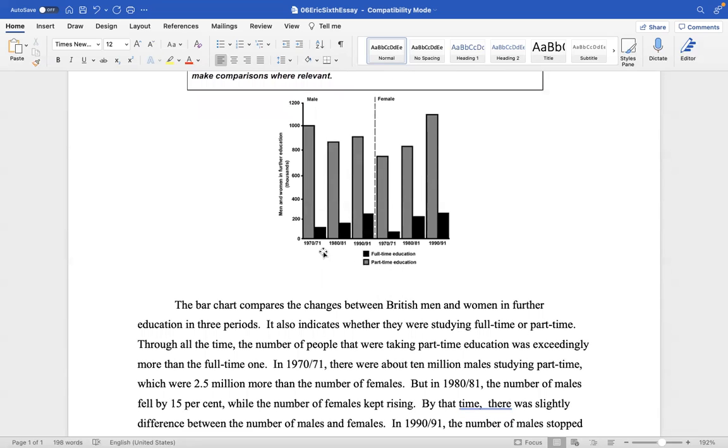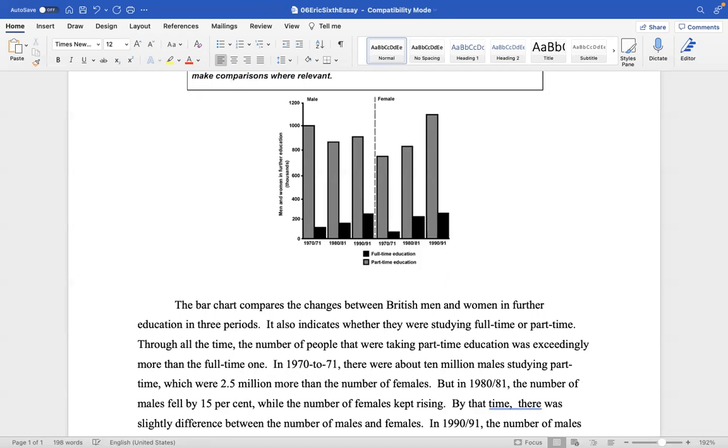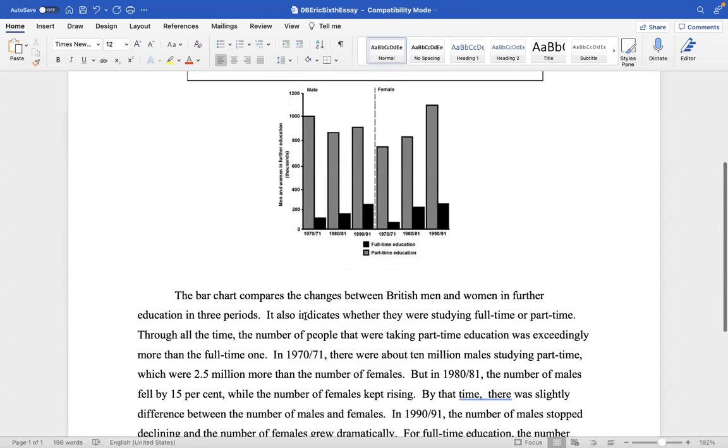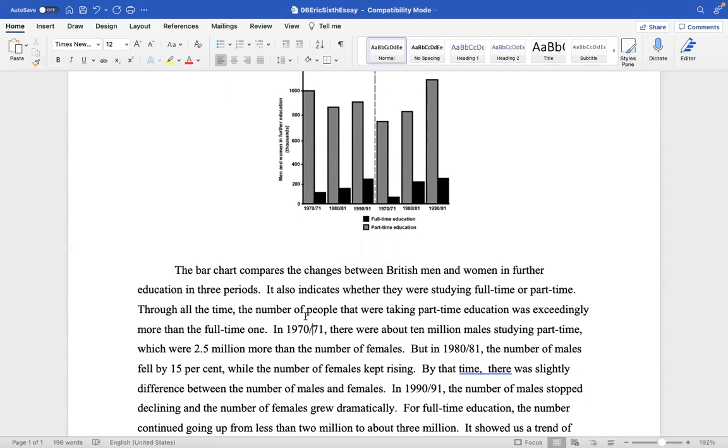So now I see why you wrote it like that. I didn't even know that. So this might be a British thing, because in America we would generally do it differently, or to 1970. So that's maybe just a British thing. So it was pretty good that you adapted that style. Hold on a second. So that's good. Okay, so the bar chart compares the changes between British men and women in further education in 3 periods.